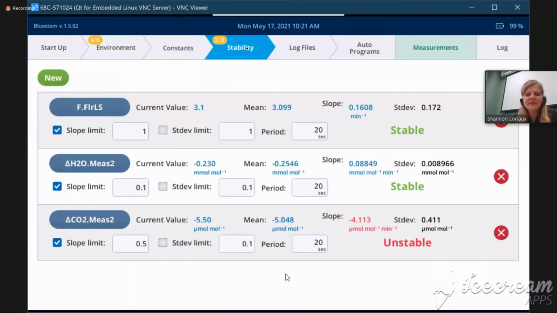Okay. Your Stability tab allows you to define what stability looks like in your instrument. So if you were not there to collect data, and you wanted the instrument to perform an auto program for you, you can tell the instrument how stable you want the values to be before you log data. And we'll actually use this more as the course goes on, but just so you know that that's what's there.